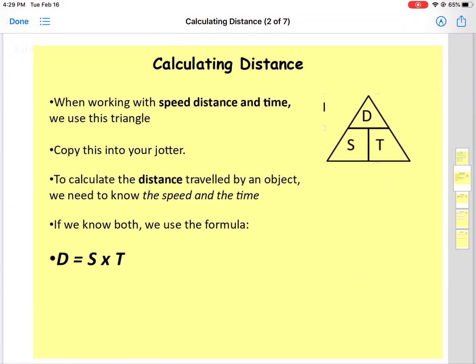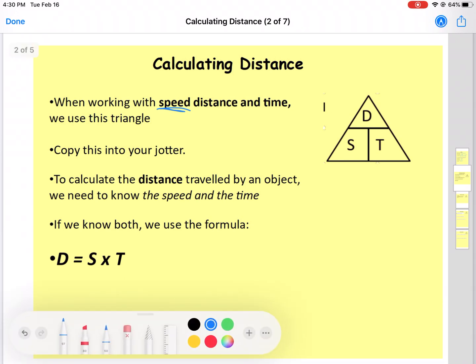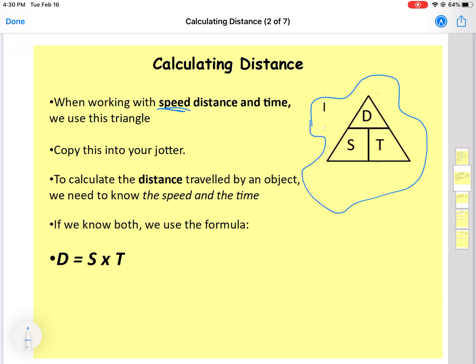Right, so we're looking at calculating distance. We're working with speed, distance and time, and these three quantities are all related to one another. The main thing being that we use speed as average speed, which we'll talk about when we get to the speed calculations a little bit later on next week. So we can use this triangle that's on the right hand side, and I would like you to copy that into your jotter, please. The D stands for distance, S stands for speed, and T stands for time. Okay, that makes sense. That's the three terms within the topic heading.